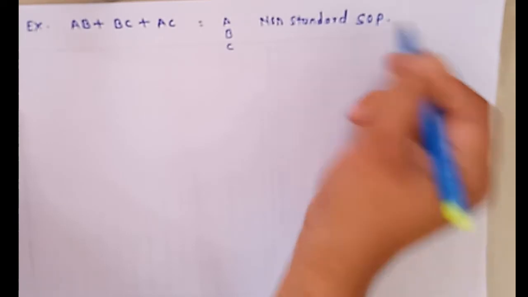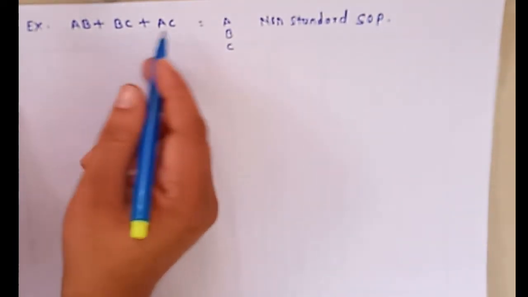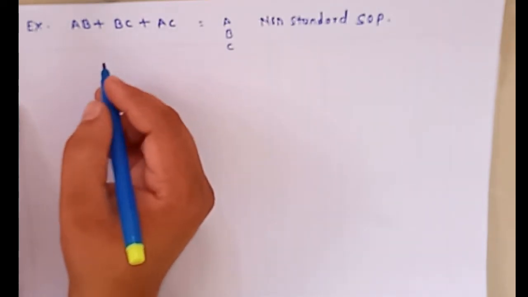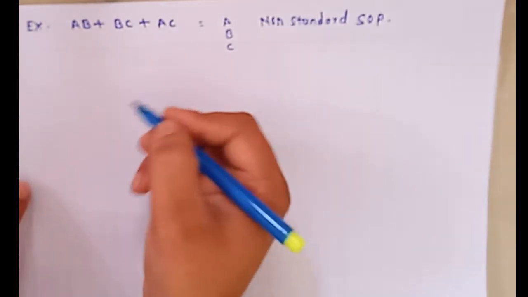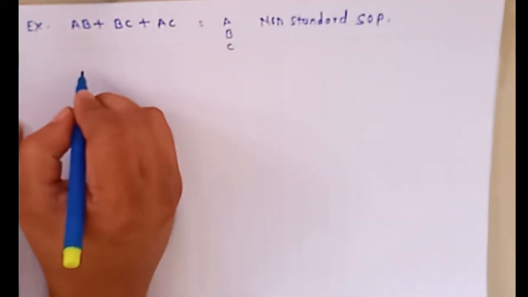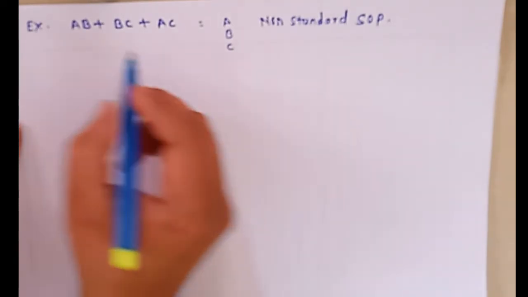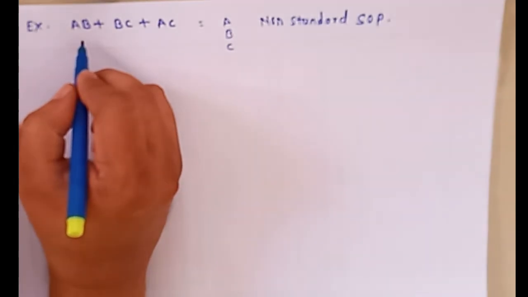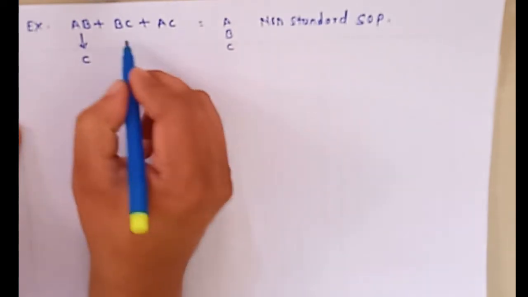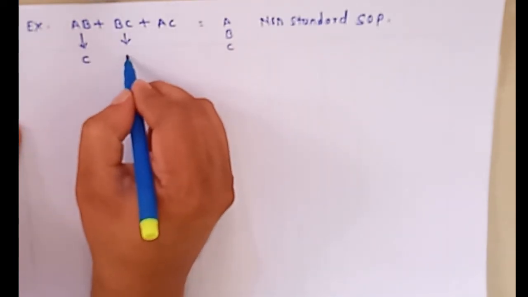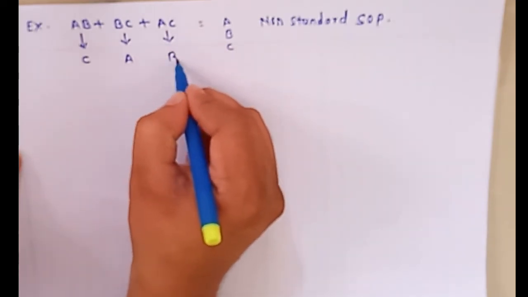SOP equation. Okay, so now we have to convert it into the standard form. So how to convert it into the standard form? So we have to again recall the steps that are used to convert the non-standard form SOP into the standard form of SOP. So here first step is to find out the missing literal in each product term. So here first we will consider the first product term. So which literal is missing here? Here literal C is missing. In second product term the literal A is missing, and in third product term literal B is missing.